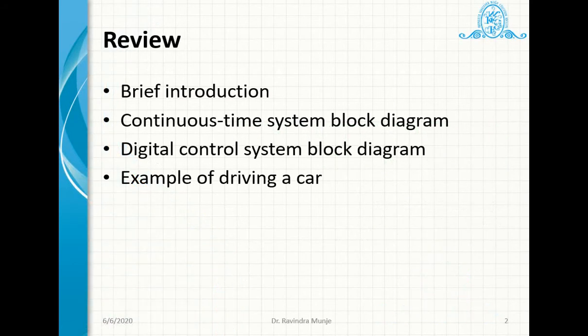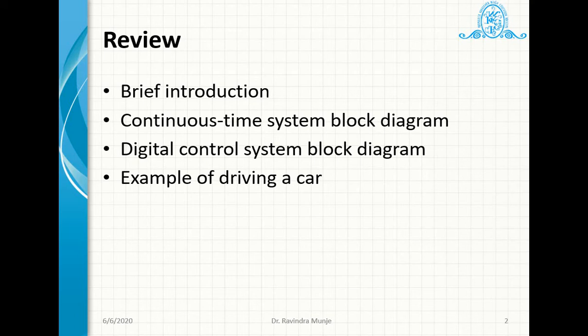Last lecture we discussed a brief introduction of the digital control system. In that we saw the block diagram for the continuous time control system and also the block diagram of the digital control system. We saw how these two systems are different from each other, and also the different components of both control systems.